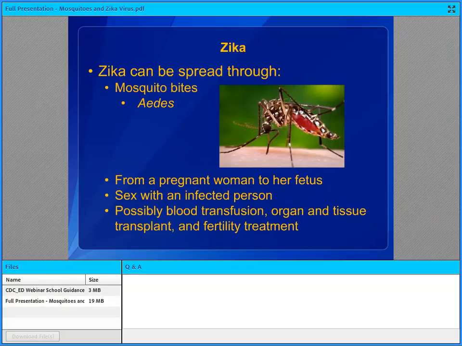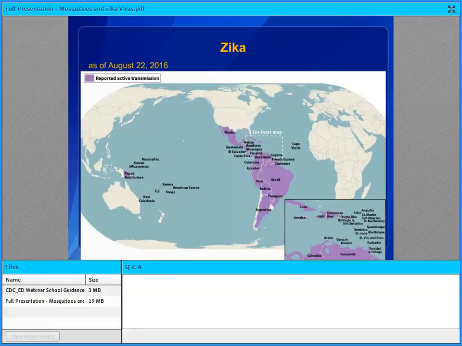We're currently screening the U.S. blood supply for donations because of the possibility of Zika being spread through organ, blood, and tissue transplants. Where do we find Zika right now?